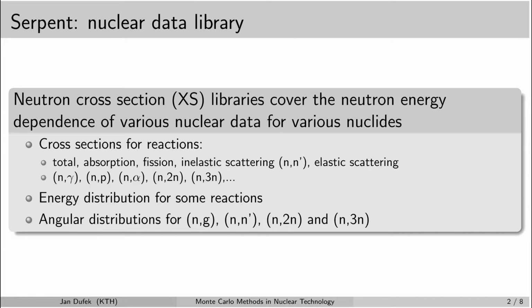Apart from the cross-sections, the nuclear data library also contains some other information, such as the energy and the angular distributions of neutrons that went through some specific reactions, such as the inelastic scattering or N2N, N3N reactions. We cannot calculate the scattering angles for these reactions, so these have to be measured experimentally, tabulated, and we use the distributions from the cross-section libraries in order to decide what is the scattering angle for these neutrons.